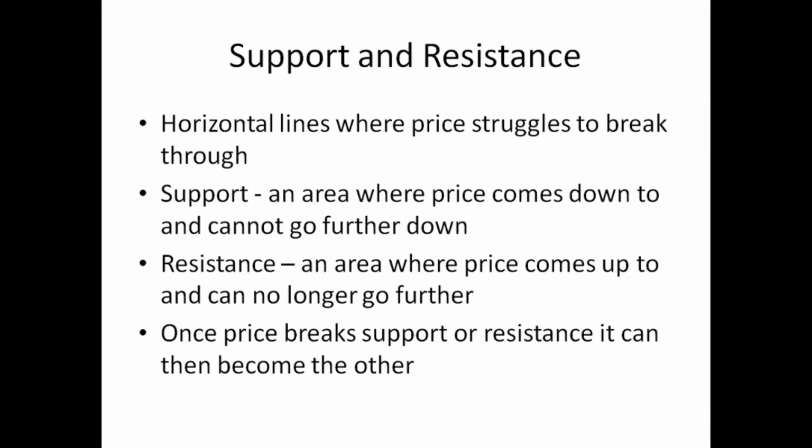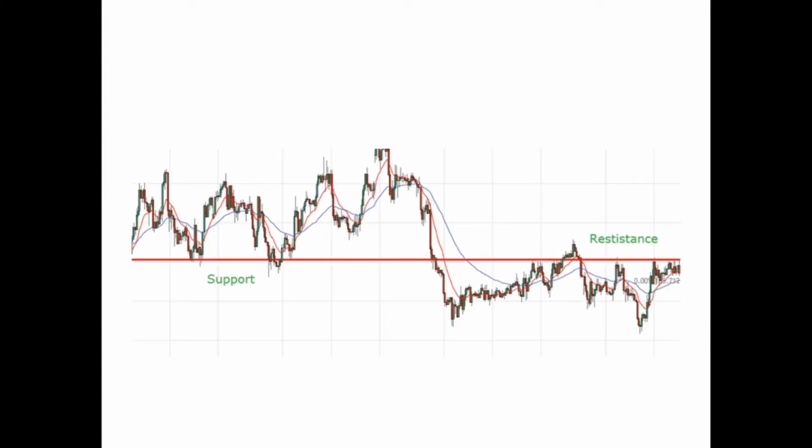Support and resistance lines can be drawn as horizontal lines, and you're looking for areas where either prices come up to and rejected or come down to and rebounded. So these can be drawn on all time frames, but as you go to higher time frames, the support and resistance areas are a lot stronger. So let's take a look at a quick graph I just drew up before.